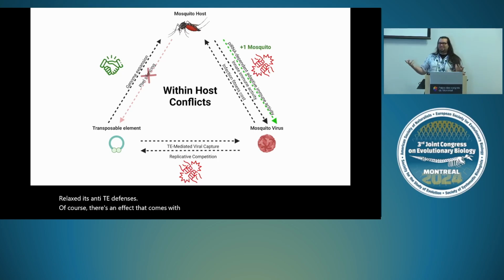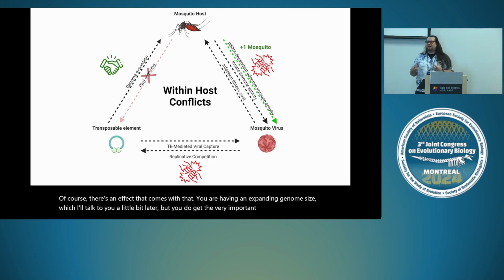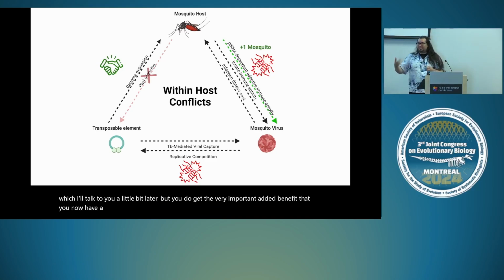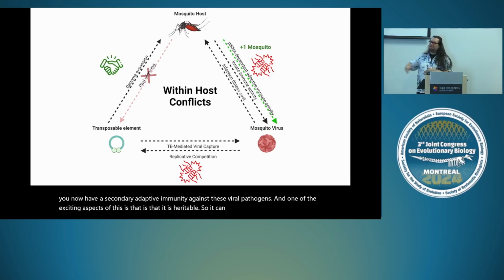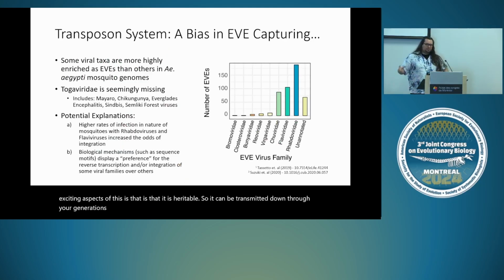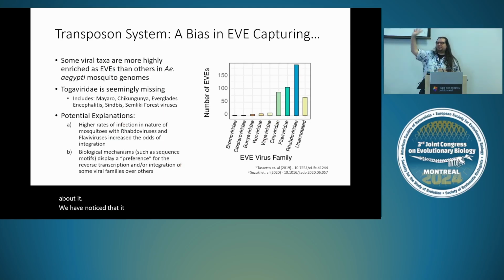You are having an expanding genome size, which I'll talk to you about a little bit later. But you do get the very important added benefit that you now have a secondary adaptive immunity against these viral pathogens. And one of the exciting aspects of this is that it is heritable, so it can be transmitted down through your generations. Now, this system, while it's still in its infancy in terms of what we understand about it, we have noticed that it is an extremely biased system.